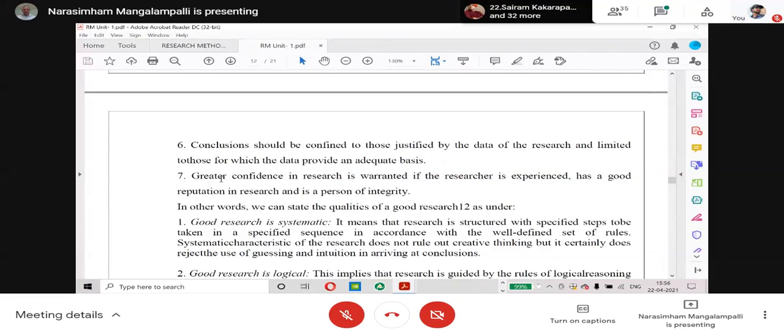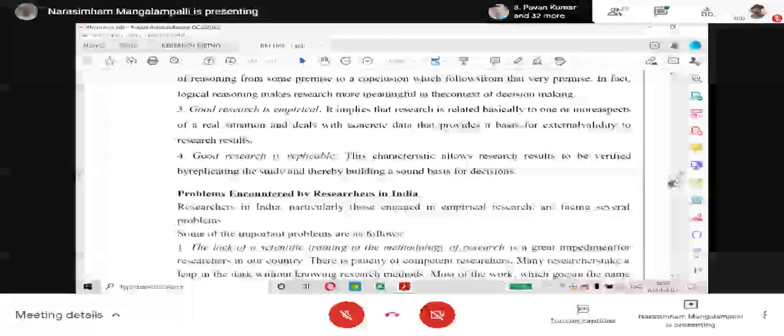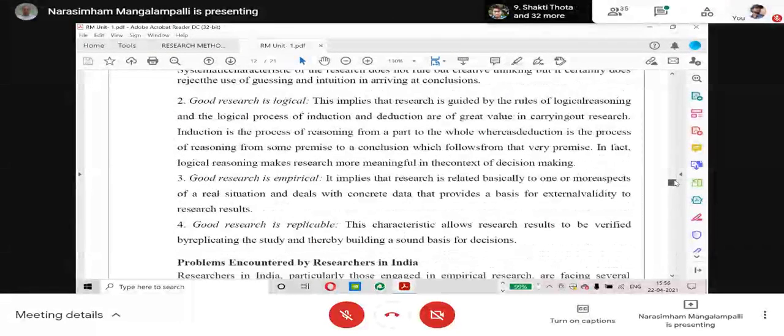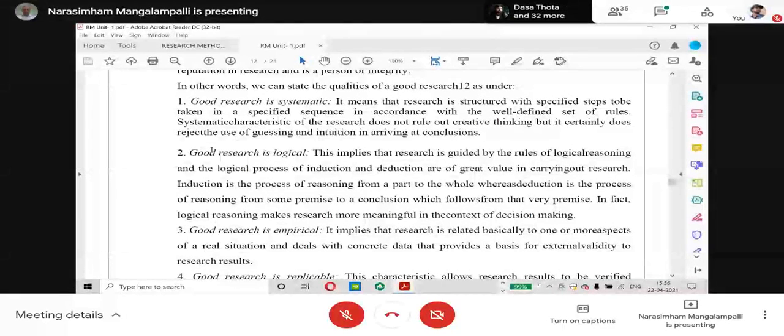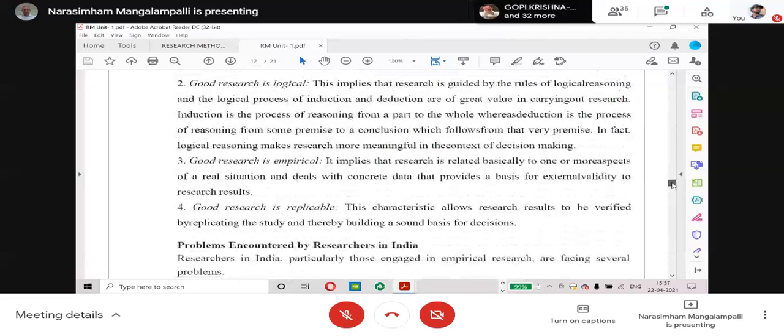Greater confidence in research is warranted if the researcher is experienced, has a good reputation in research, and is a person of integrity. In other words, we can state the qualities of a good research as under. See, these are all the qualities of a good research. Systematic, logical, empirical, reliable, replicable. That means if I want to continue, I should be able to.